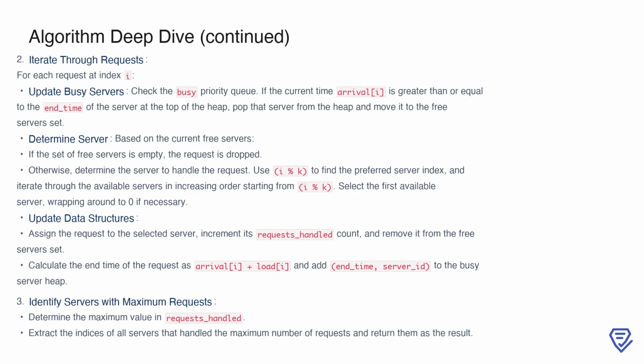Starting from this preferred index, we iterate over the free servers in increasing order, wrapping around to 0 if necessary, and select the first available server. Once a server is chosen, we update the data structures: the request is assigned to the server, its count in requests_handled is incremented, and it is removed from the free servers set. The server's new end_time, calculated as arrival[i] plus load[i], is pushed to the priority queue. This ensures that our algorithm dynamically allocates requests while respecting server availability.